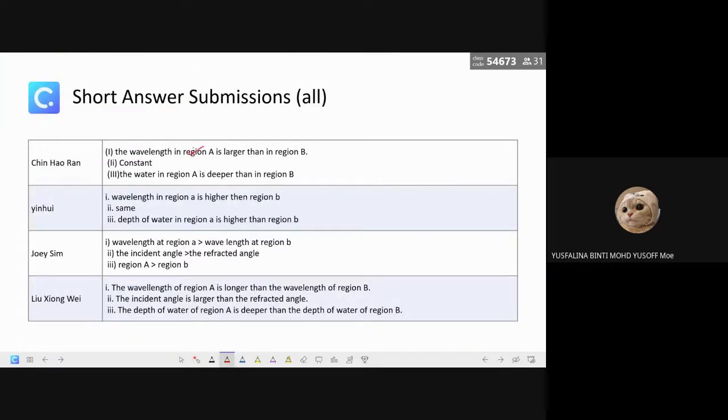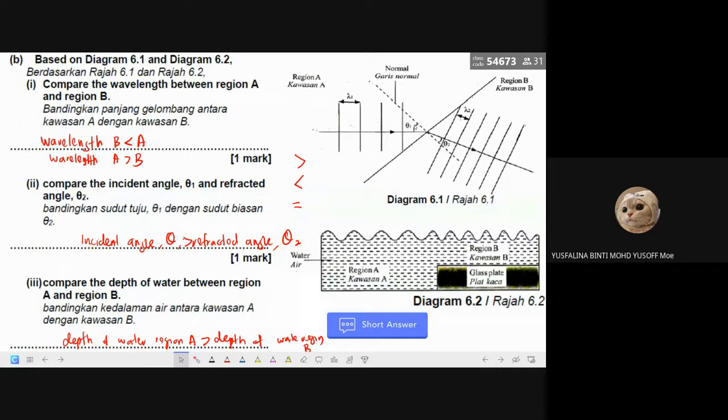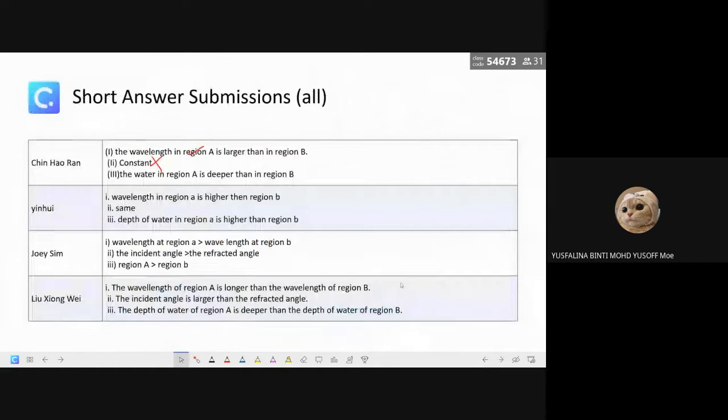Alright, so let's check your answer here. A is larger, constant? No. In refraction, the only thing that is constant is the frequency. If you see closely the angle here, of course the angle theta 1 is bigger than theta 2 here, if you compare the angle. Yes, A is steeper, correct. A is higher. No, it's not the same.